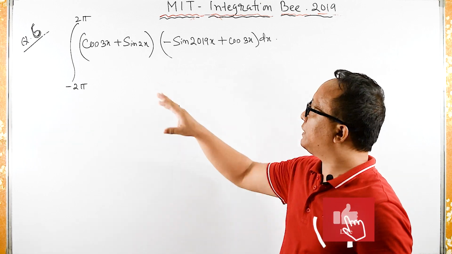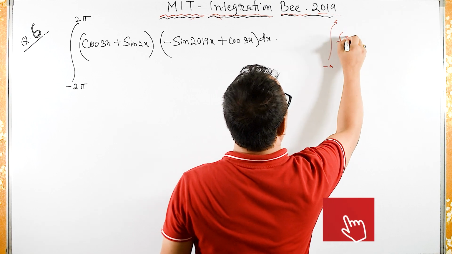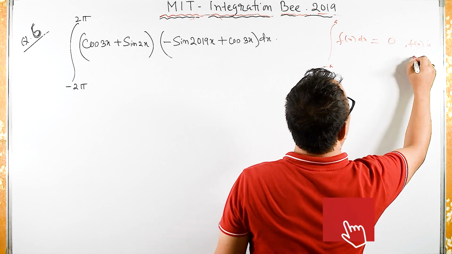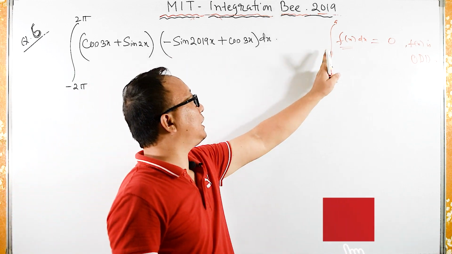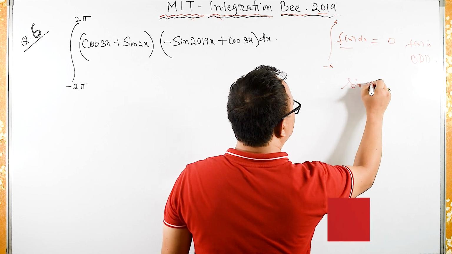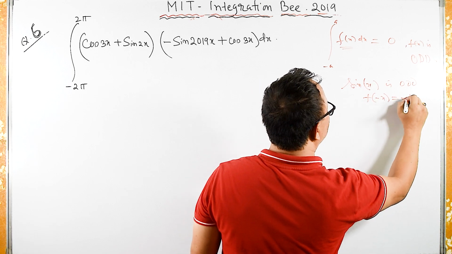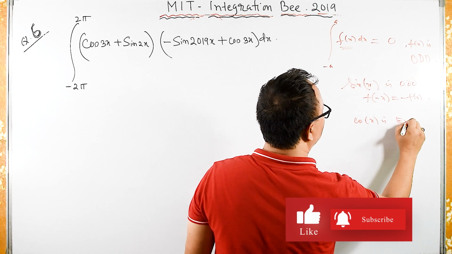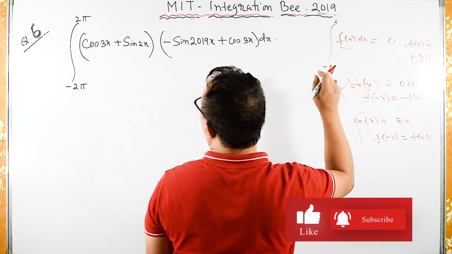Cos x is an even function as well as sin x is an odd function. We have, remember, the integral from minus a to a of f of x dx equals 0 when f of x is an odd function. Now, if f of x is an odd function, then the integral from minus a to a becomes 0. And sine of x is an odd function. Why? Because f of minus x equals minus f of x, as well as cos of x is an even function, meaning f of minus x equals f of x. So these fundamentals we have to use over here.